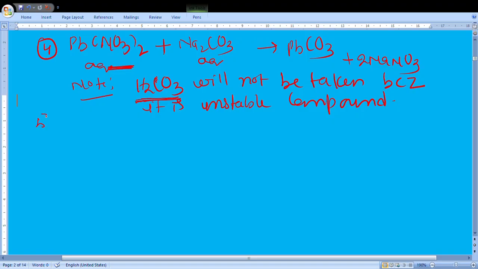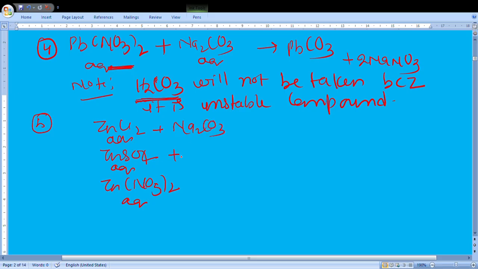Then we want to prepare ZnCO3 from ZnCl2, ZnSO4 or Zn(NO3)2. Among these three, any one can be taken because they are all in which state? Aqueous state. So to prepare ZnCO3, you need to take Na2CO3 only.